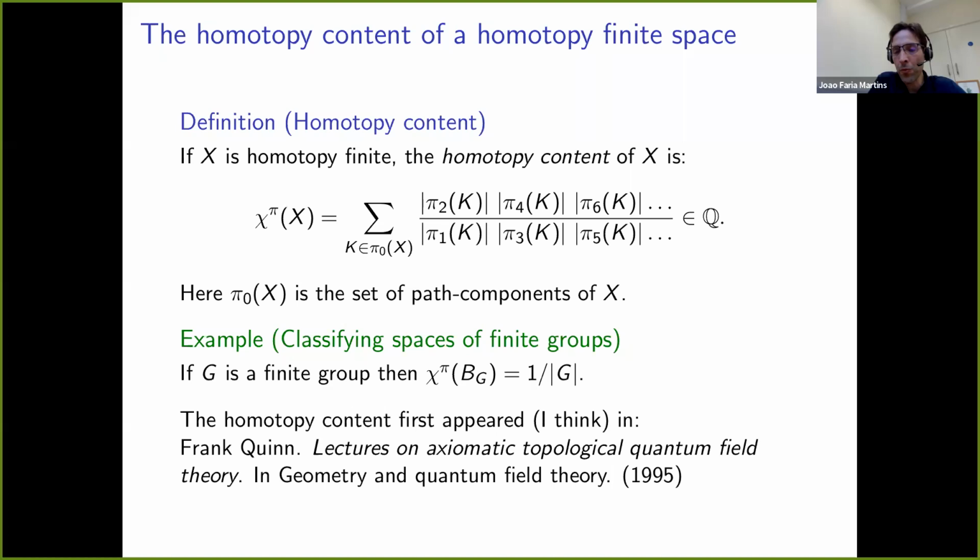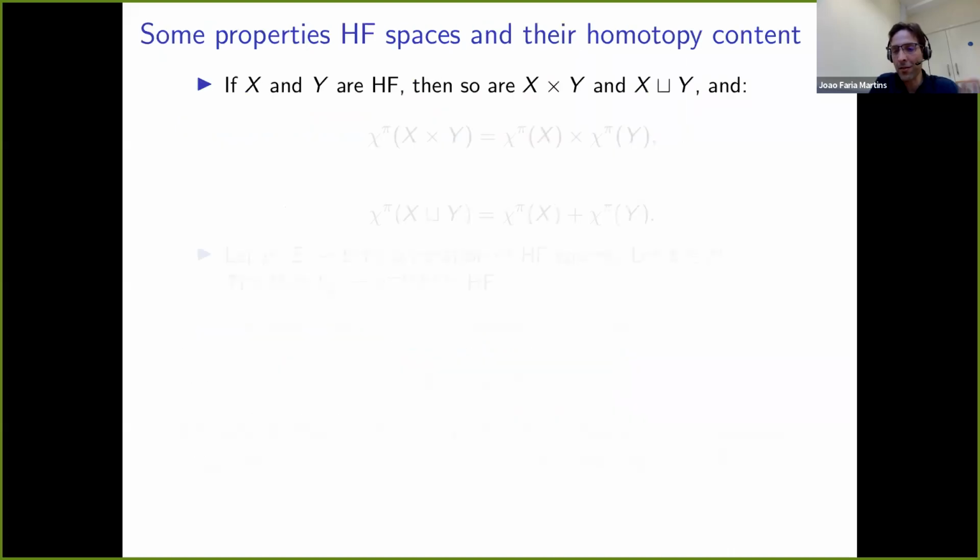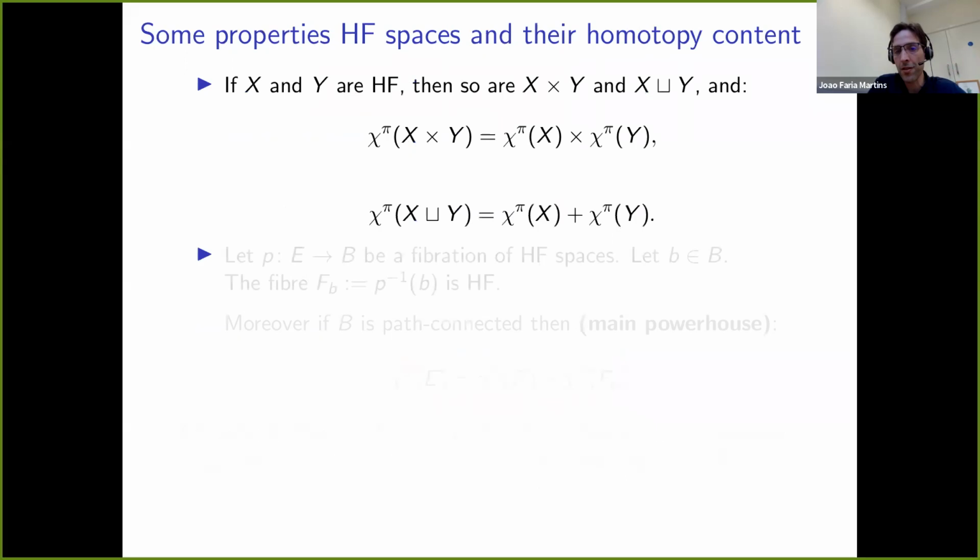Right, so this homotopy content is truly a nice construction. For example, if X and Y are homotopy finite, then their product and their disjoint union are homotopy finite. Moreover, homotopy content is multiplicative with respect to products and additive with respect to disjoint unions.